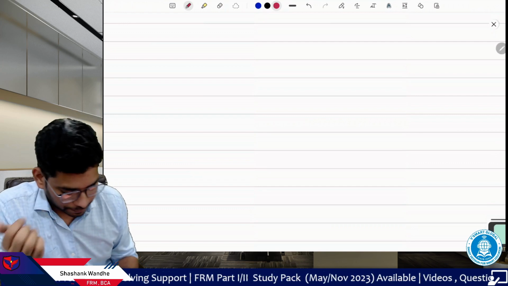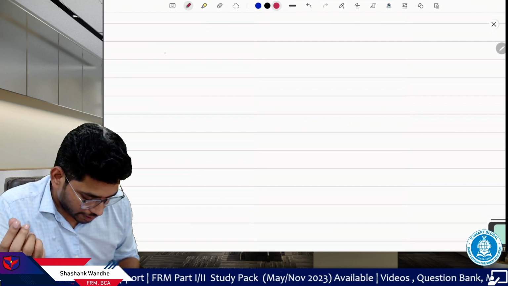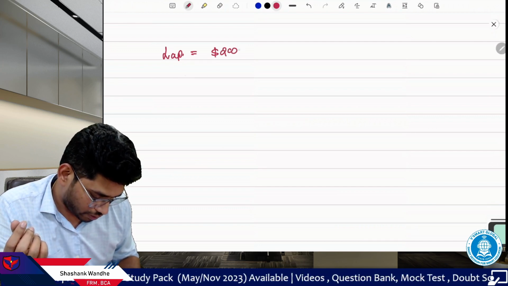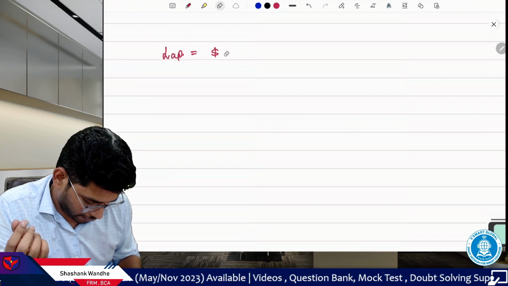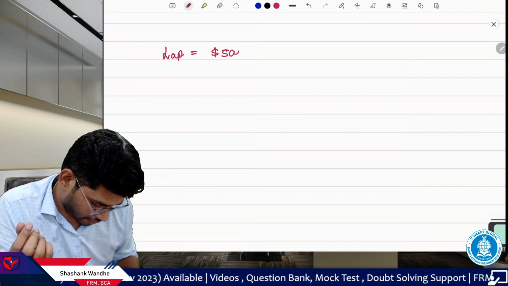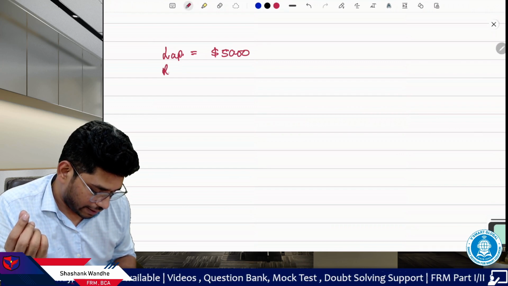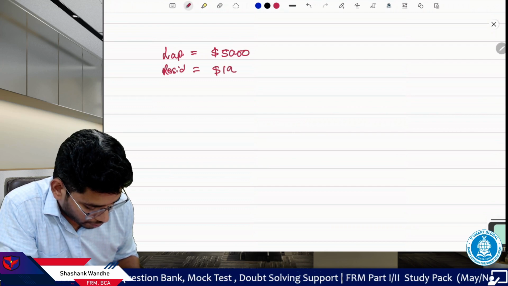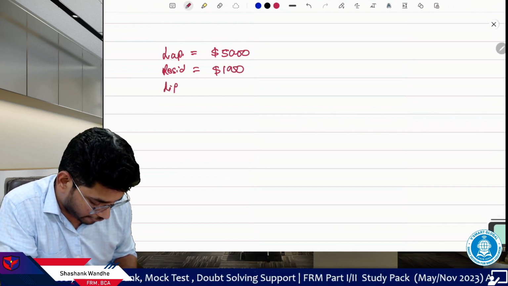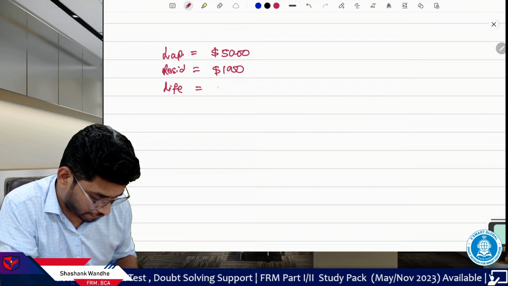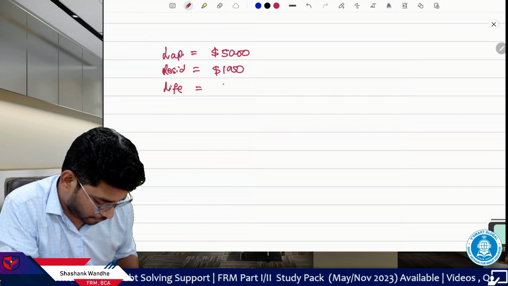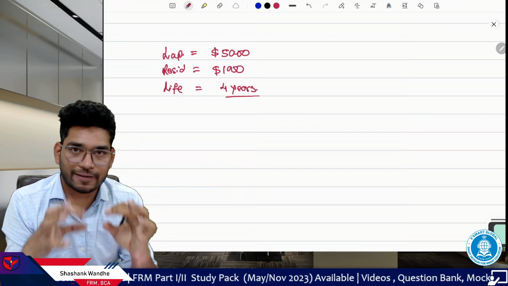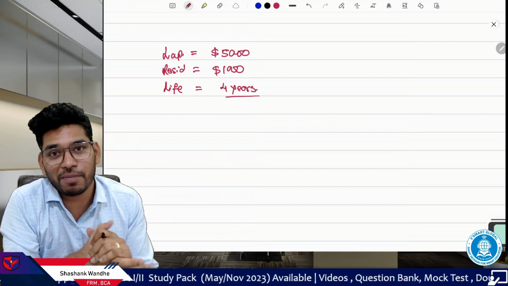Okay, now see, assume this laptop costs me $5,000. Okay, then residual value of this particular laptop is say $1,000, and useful life of this laptop is say 4 years. Okay, so cost of purchase $5,000, very expensive laptop, premium laptop.